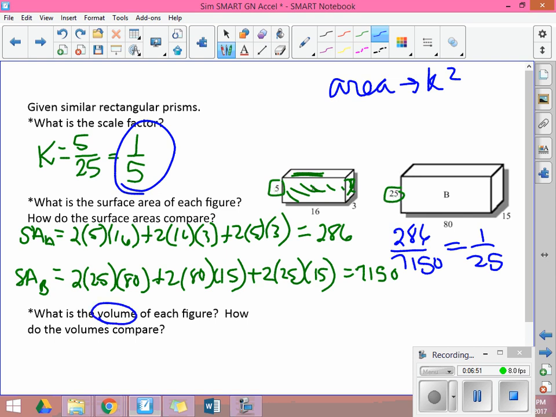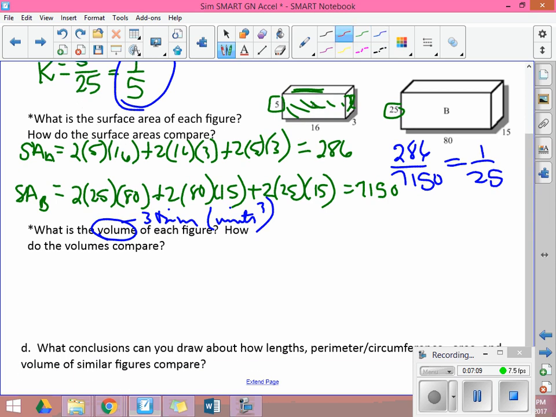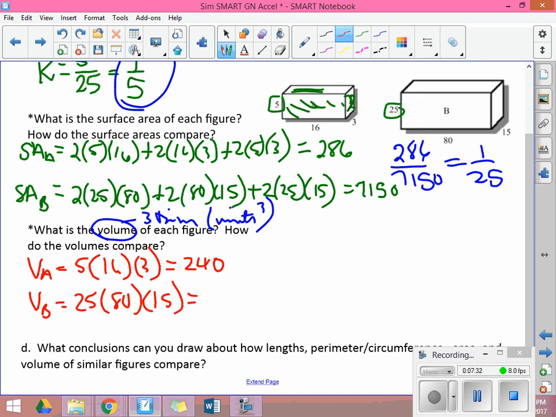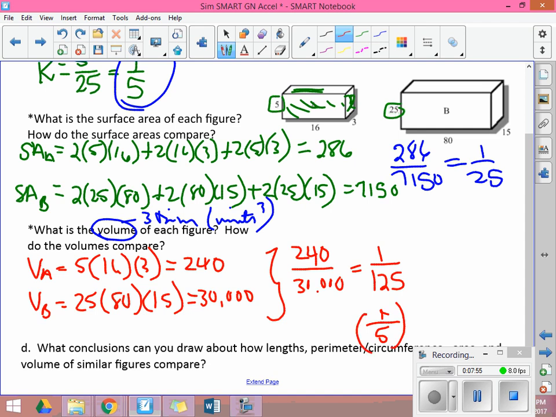Now volume. Volume is a 3-dimensional calculation because we take length times width times height. We talk about it as units cubed. There's your hint. If you are suspecting that it's going to be K cubed, let's see if you're right. So the volume of figure A is 5 times 16 times 3, length times width times height, which is 240. Volume of figure B is 25 times 80 times 15, which is 30,000. And when I put those in a ratio, 240 over 30,000, and you reduce your fraction, you're going to get 1 over 125. And 1 over 125 is 1 over 5 cubed.